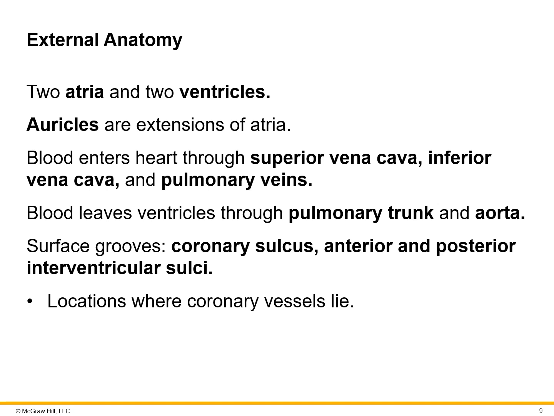So if we look at the external anatomy, we have 2 atria, 2 ventricles, and then the auricles are just extensions of the atria.